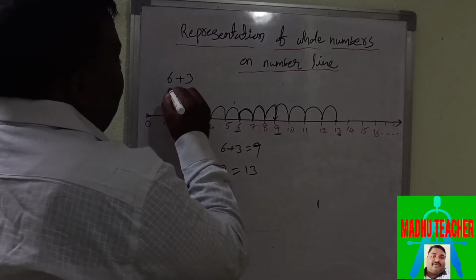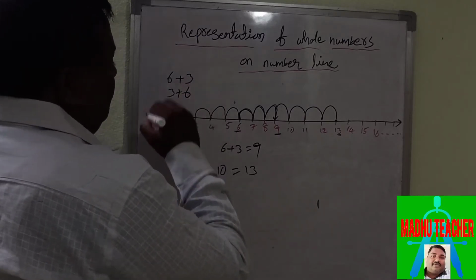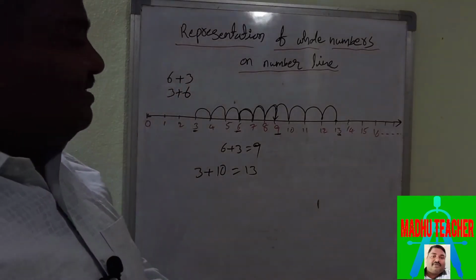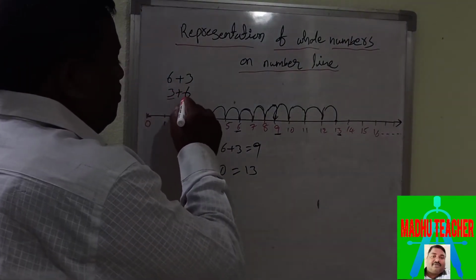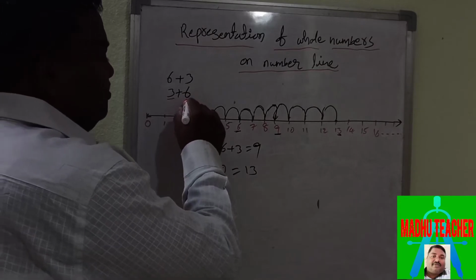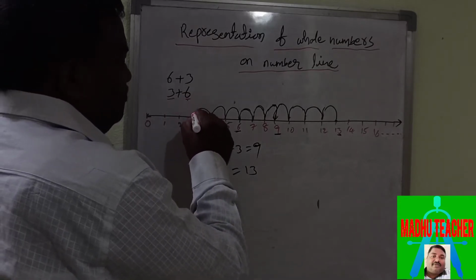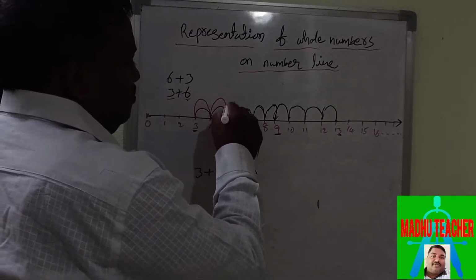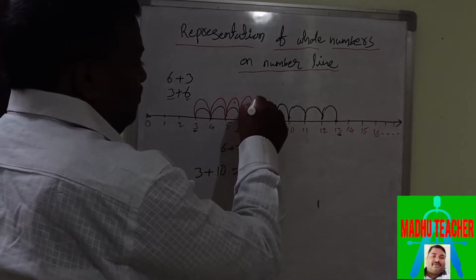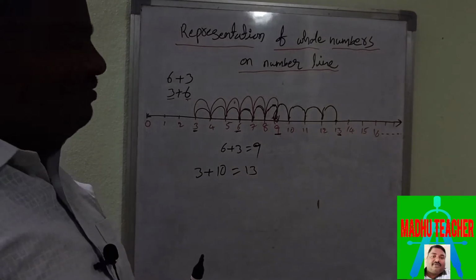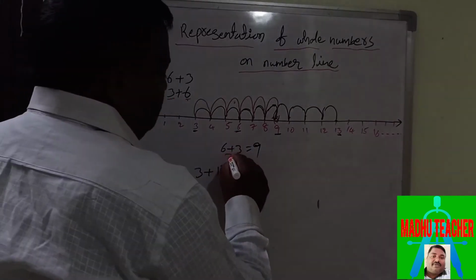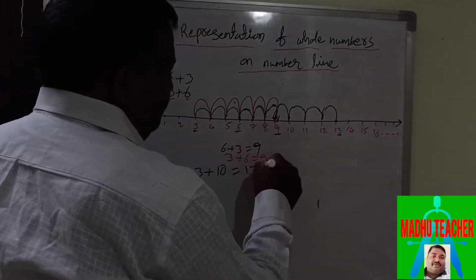Now I am writing 3 plus 6. We start at 3. How many jumps? 6 jumps. Jumping 6 times. 1, 2, 3, 4, 5, 6. We reached 9. Therefore, 3 plus 6 equal to 9.